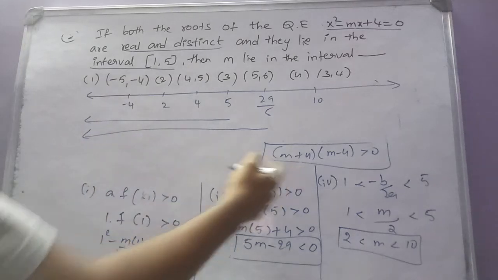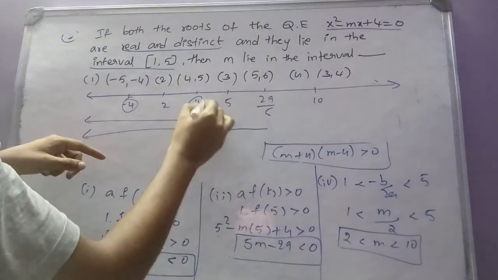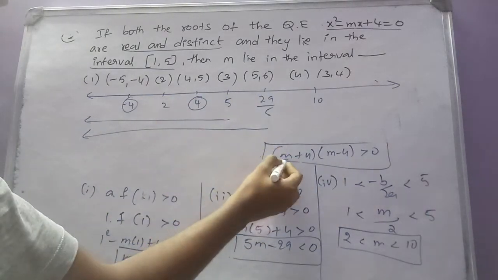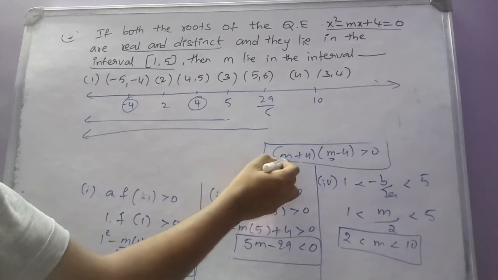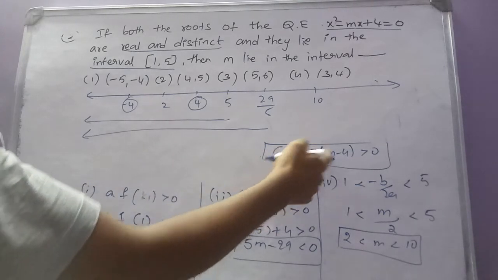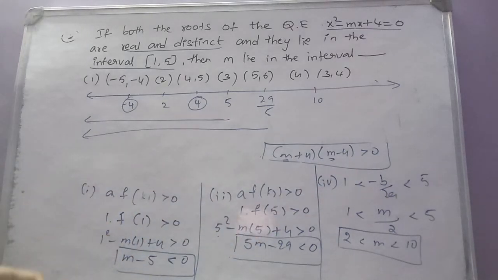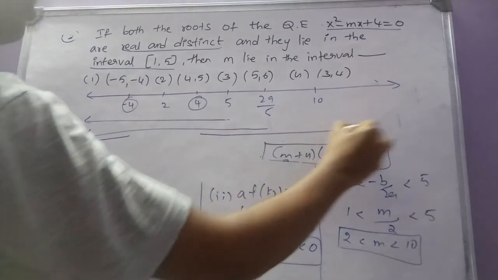The third condition says that m, if you take minus 4 and plus 4, and because the sign is greater than, and moreover the coefficient of m square is positive, now you can either use the wavy curve method or you can use my shortcut. What is it? The values of m do not lie between minus 4 and plus 4. Because the sign is greater than, it does not lie between minus 4 and plus 4. So that means it is less than minus 4 or it is greater than plus 4.